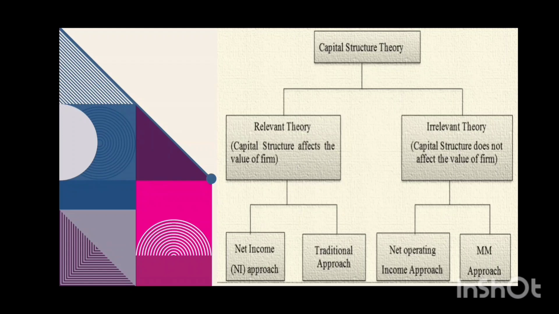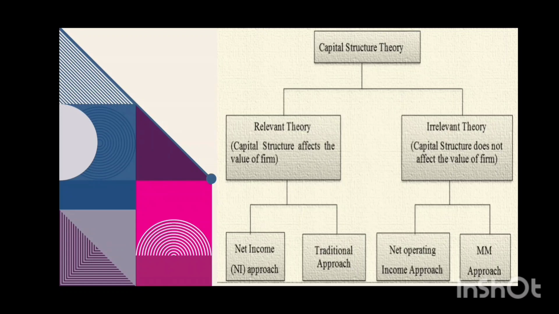The theories of capital structure can be divided into two categories: relevant theory and irrelevant theory. According to the relevant theory, capital structure affects the value of firm and cost of capital. Net income approach and traditional approach support the relevant theory, while the irrelevant theory explains that capital structure does not affect the value of a firm and cost of capital. Net operating income approach and Modigliani and Miller approach support this theory.